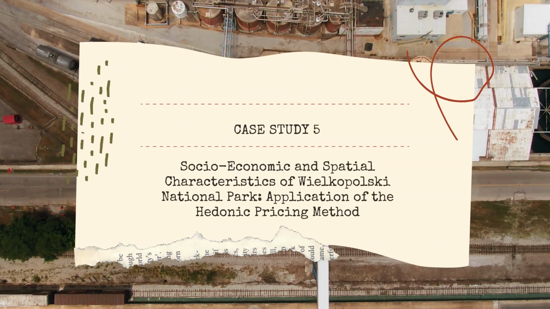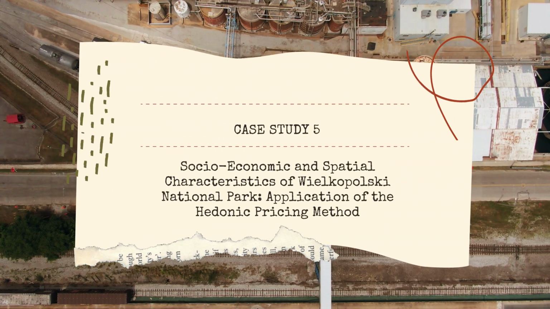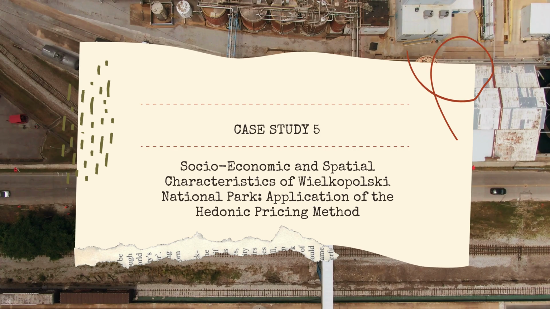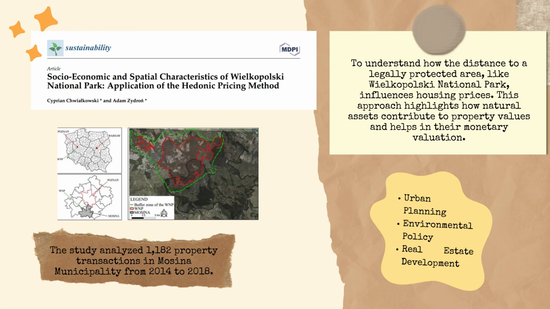Case study number 5 is socioeconomic and spatial characteristics of Wielkopolski National Park, an application of the hedonic pricing method. The main purpose of this case study is to understand how the distance to a legally protected area, like Wielkopolski National Park, influences housing prices. This approach highlights how natural assets contribute to property values and helps in their monetary valuation. What about the applications of this study?